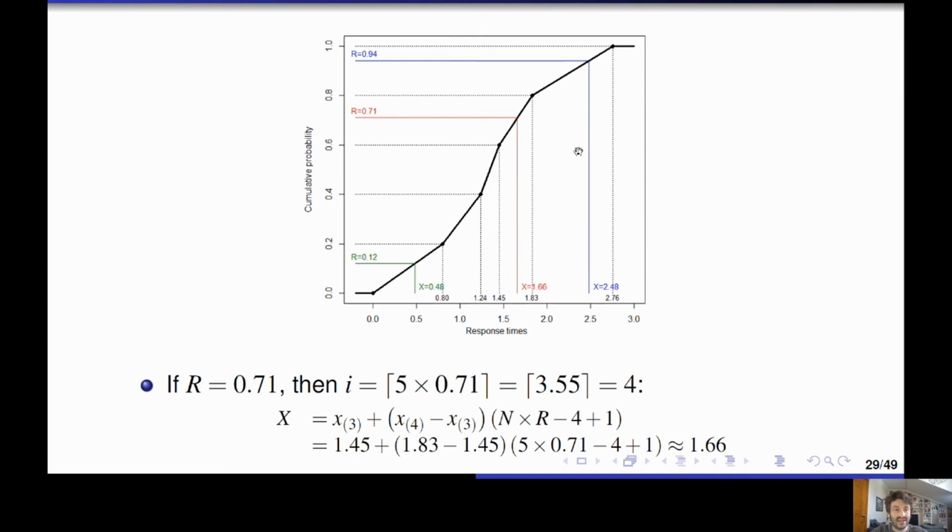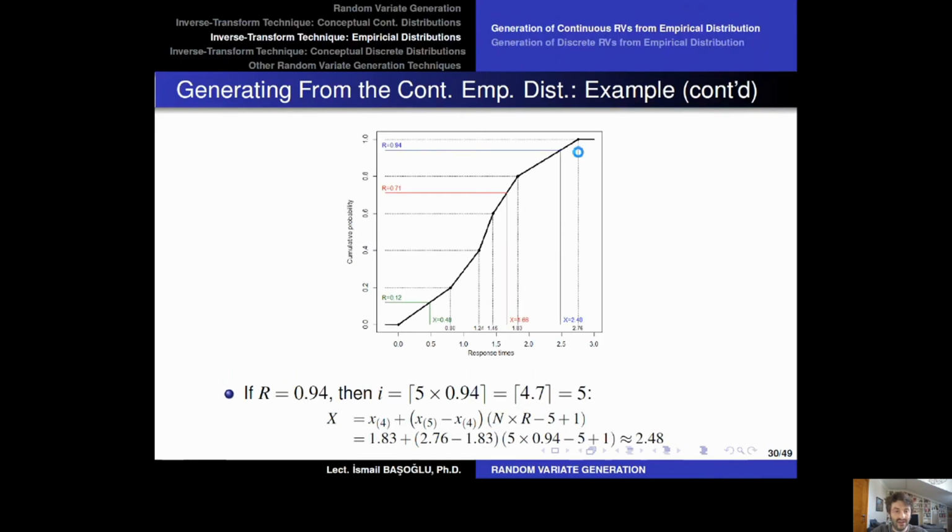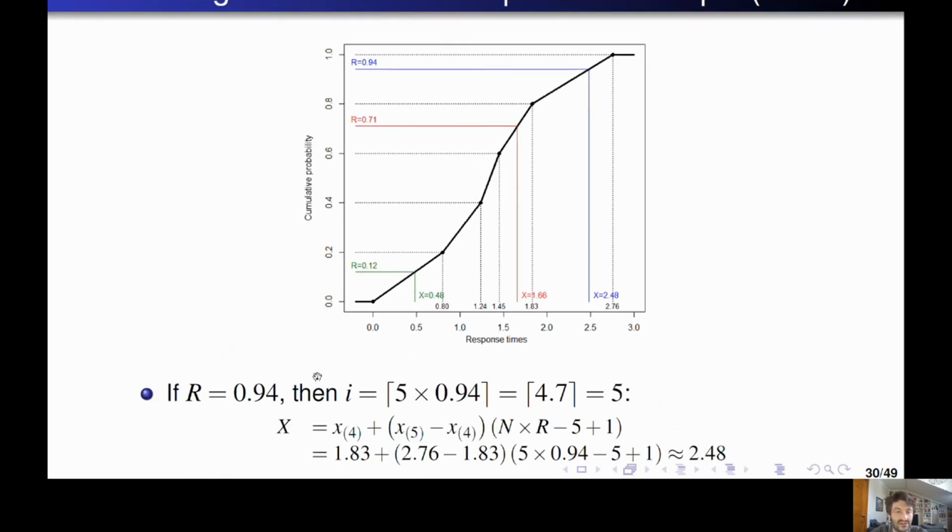Now let's practice the second example. Then you can understand better. My second random number is 0.94 and the corresponding interval is the fifth interval. How do we understand that? First of all, 0.94 is between 0.8 and 1. This is the last interval. Or you can use that formula, I is equal to the ceiling of n times r, which is 4.7 in the ceiling operation. That makes it 5.